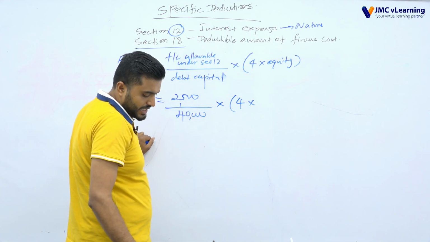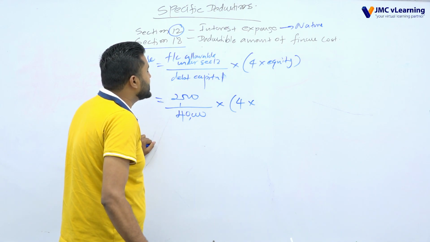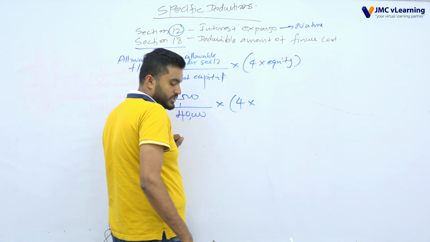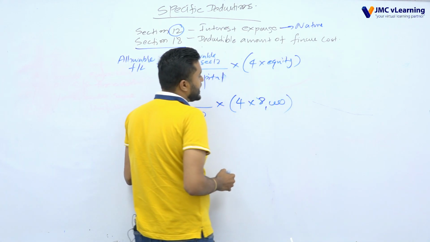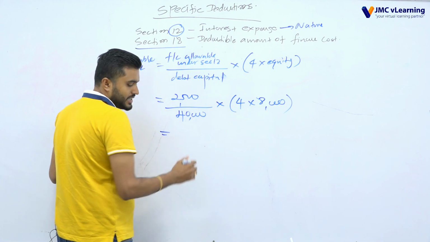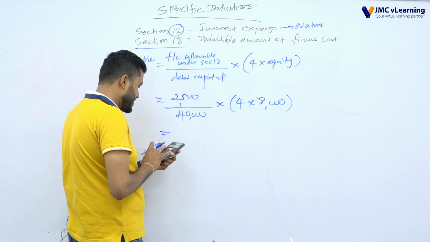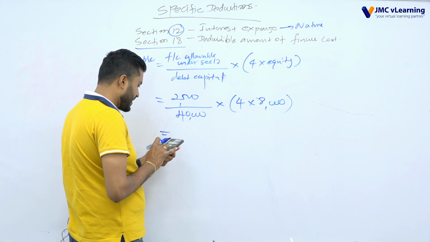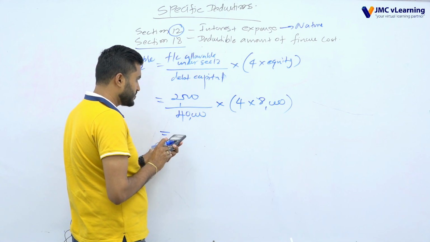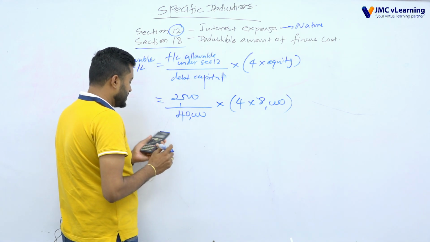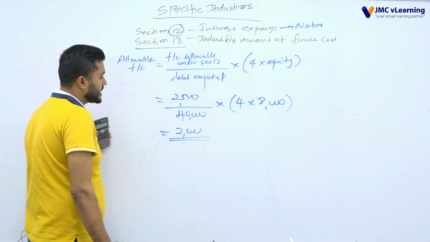When you take the equity, you have to take the stated capital and all the reserves other than the revaluation reserve. Here in this case nothing is given about the revaluation reserve, so total equity is 8 million. So when you calculate this, the value is 2500 divided by 40, in rupees 1000s, multiplied by 32. That is 2000. This is the maximum amount that you can deduct.